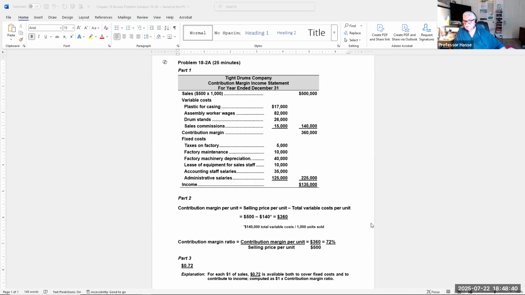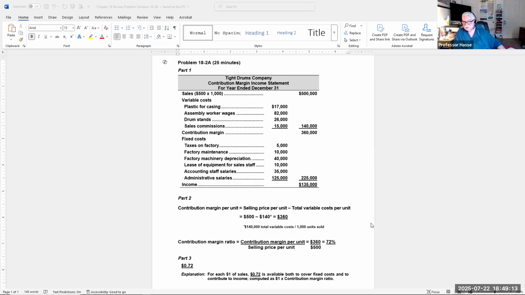That $360,000 has now got to cover all our fixed costs. Taxes, everything in factory, administrative, and all those fixed costs that we just talked about, $225,000. So it looks like we're making money. Our contribution margin is high enough to cover those $225,000 fixed costs. And we're making a net income of $135,000.